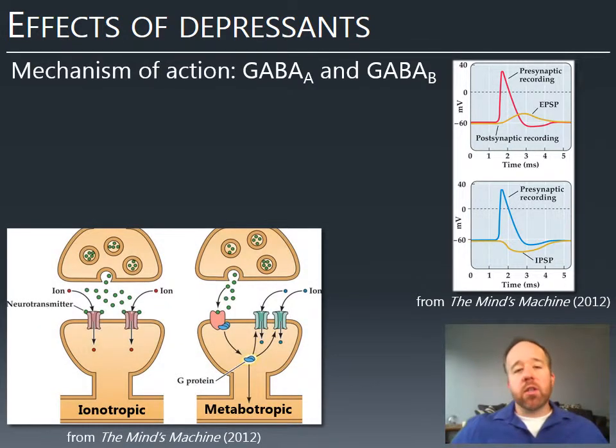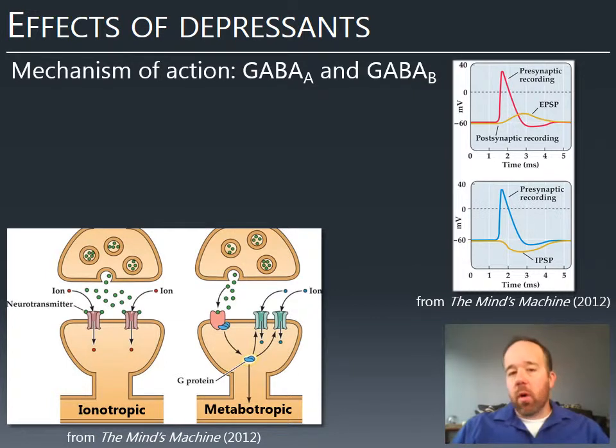So there are actually two kinds of receptors, and different depressants affect each one to a different degree. But there are GABA A receptors and GABA B receptors. GABA A receptors are ionotropic, which means they let ions in directly. They have very fast courses of action. So GABA A receptors are ionotropic. GABA B receptors are metabotropic.